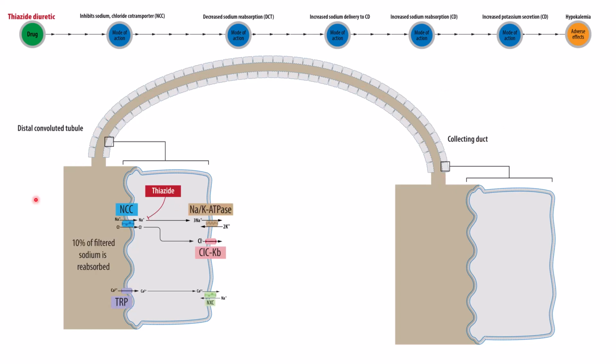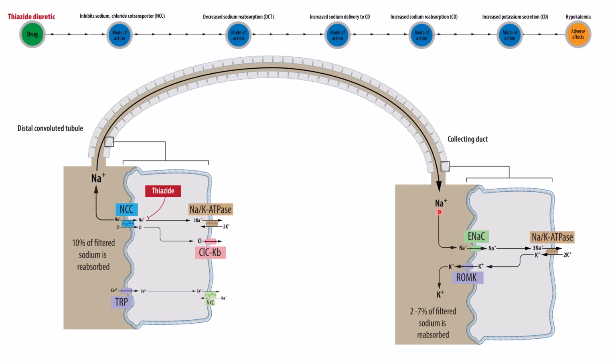As a reminder, sodium is reabsorbed along the distal convoluted tubule by the sodium chloride cotransporter. So in the presence of thiazides, the sodium reabsorption is reduced. That leads to excess sodium delivery to the collecting duct, where that sodium, or a fraction of it, is reabsorbed by the epithelial sodium channel. For every one sodium that's reabsorbed by ENaC, one potassium is secreted by ROMK.